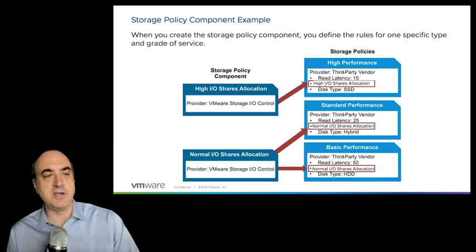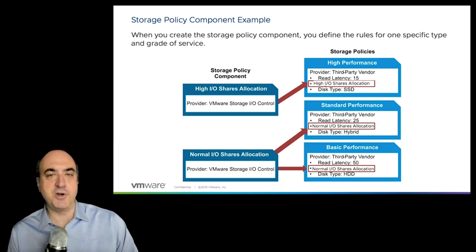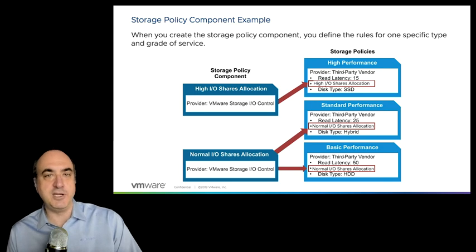But what's cool is that you can mix this up. You can figure out however you want to make this work in your environment. So here we're deciding to give the high IO shares allocation storage policy component to the high performance storage policy. So it's going to place the VMs in high performing storage, and it's going to have high priority as it passes through the ESXi server. Meanwhile, the standard performance policy and the basic performance policy can both have the normal IO shares allocation storage policy component assigned to them, so that these two have equal footing in terms of prioritizing their IO as they pass through the ESXi server.